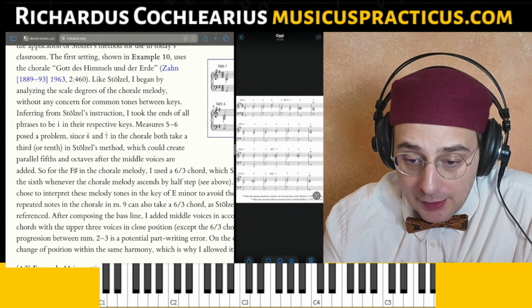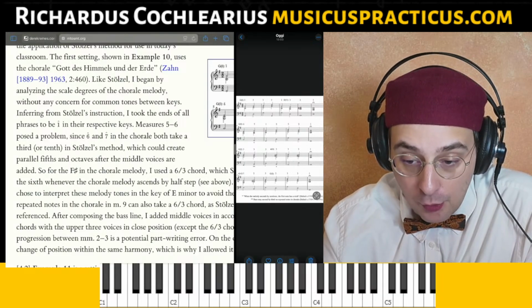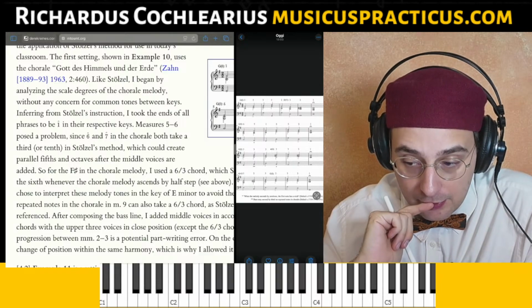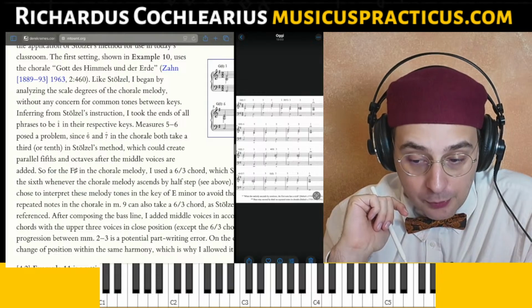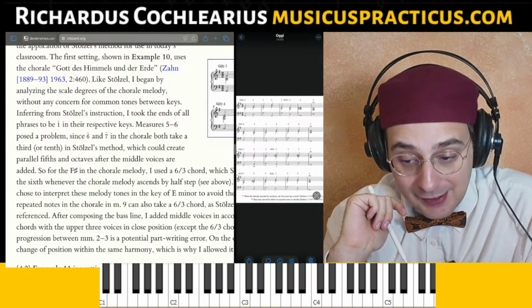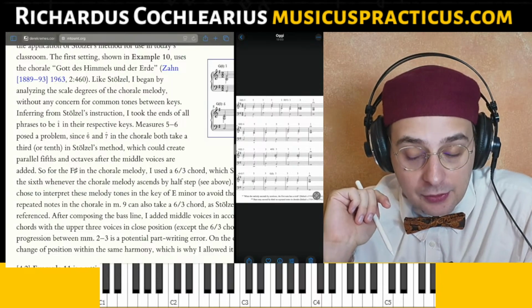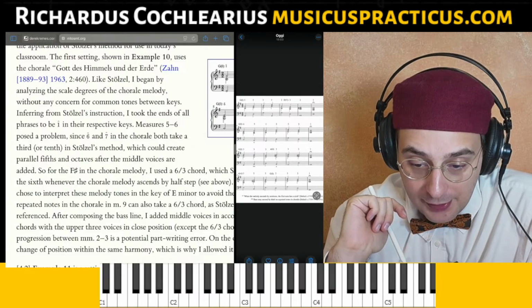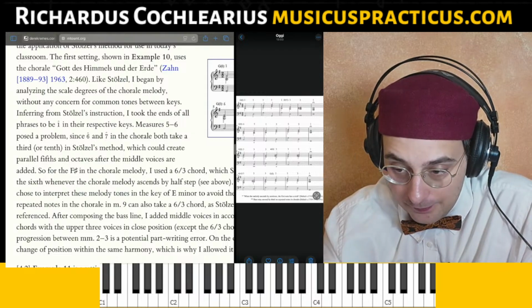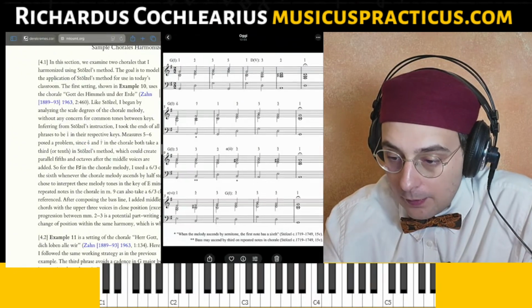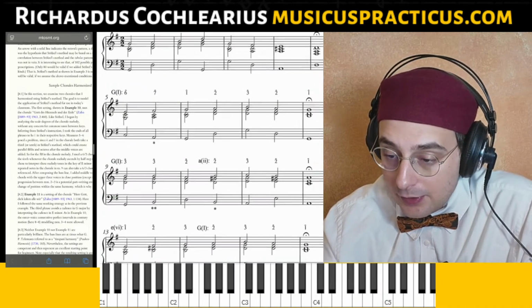Inferring from Stölzel's instruction, I took the ends of all phrases to be 1 in their respective keys. So the end of all phrases, that's why. Measures 5 and 6 pose a problem since the 6th and 7th in the chorale both take a 3rd or 10th in Stölzel's method, which would create parallel fifths and octaves after the middle voices are added. So measures 4, 5 and 6. So we're talking about this, 5 and 6.